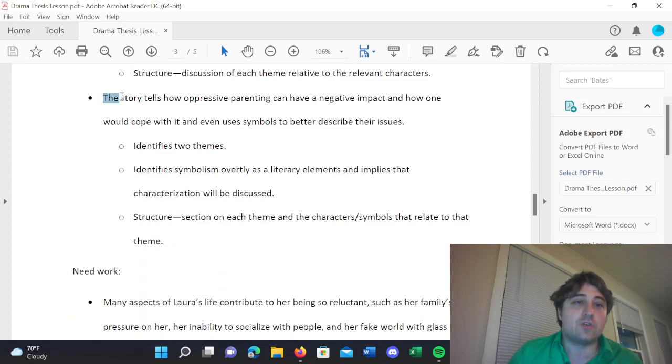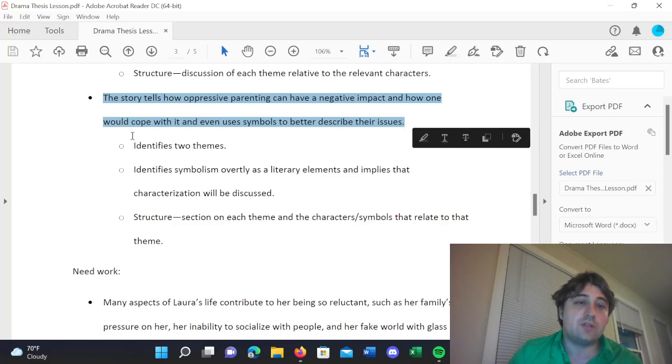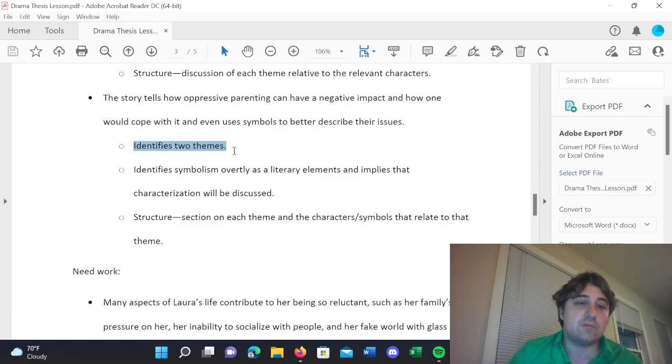Here's the next one. The story tells how oppressive parenting can have a negative impact and how one could cope with it, and even uses symbols to better describe their issues. So this identifies two themes. The two themes are oppressive parenting can have a negative impact and how one could cope with it.